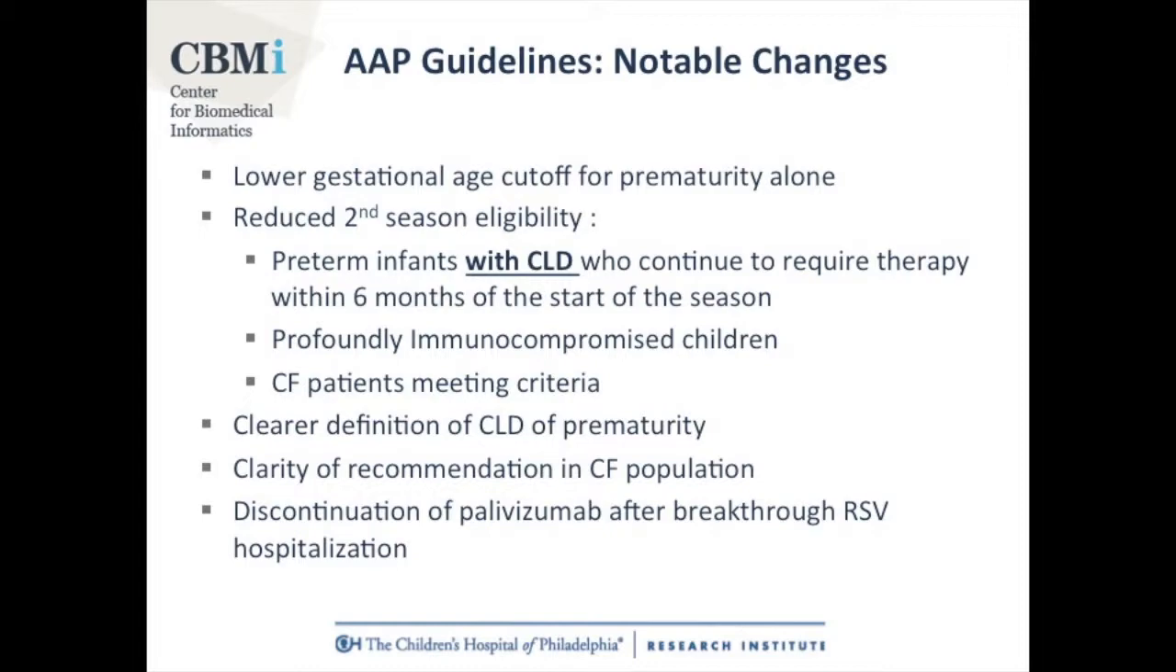There is a clear definition around chronic lung disease of prematurity, a clarity of the recommendation in the CF population, and then the recommendation to discontinue the use of palivizumab after having a breakthrough RSV hospitalization. And again, part of that was around the goal of reducing the hospitalizations, but also because they were able to isolate some palivizumab resistant strains of RSV in patients who were hospitalized for RSV infection.